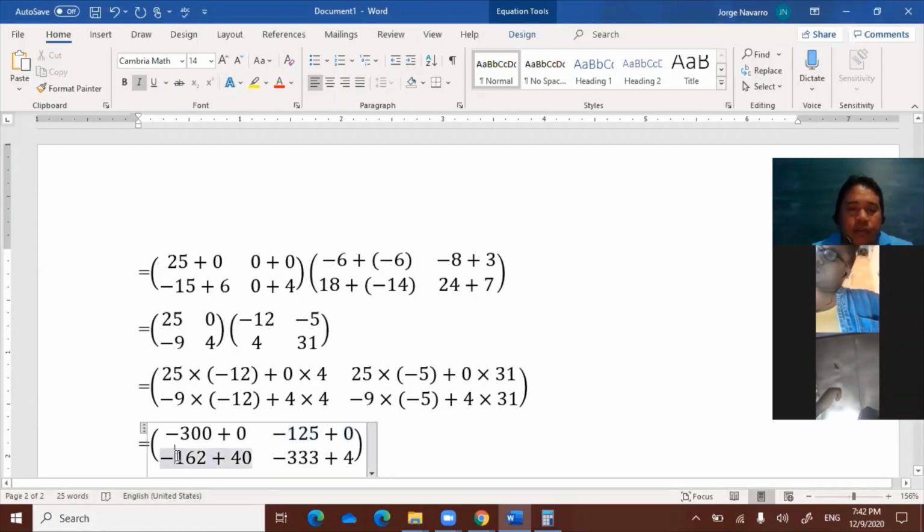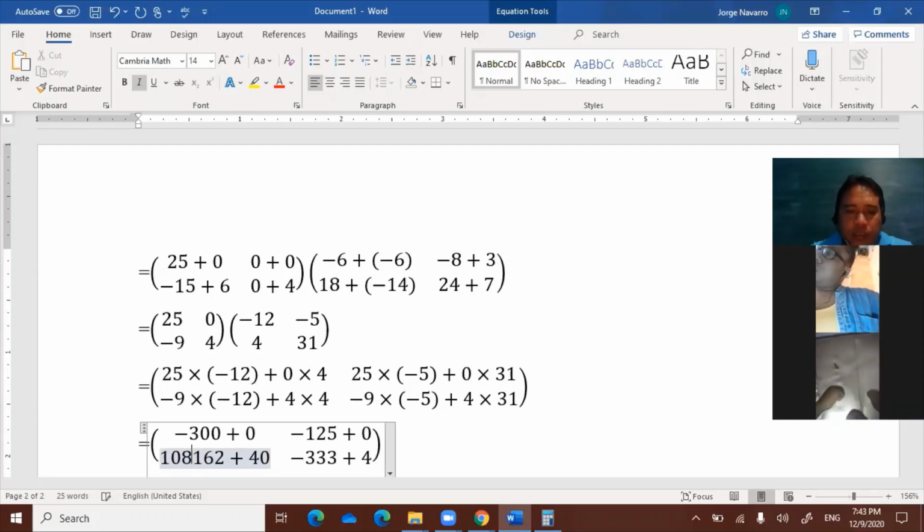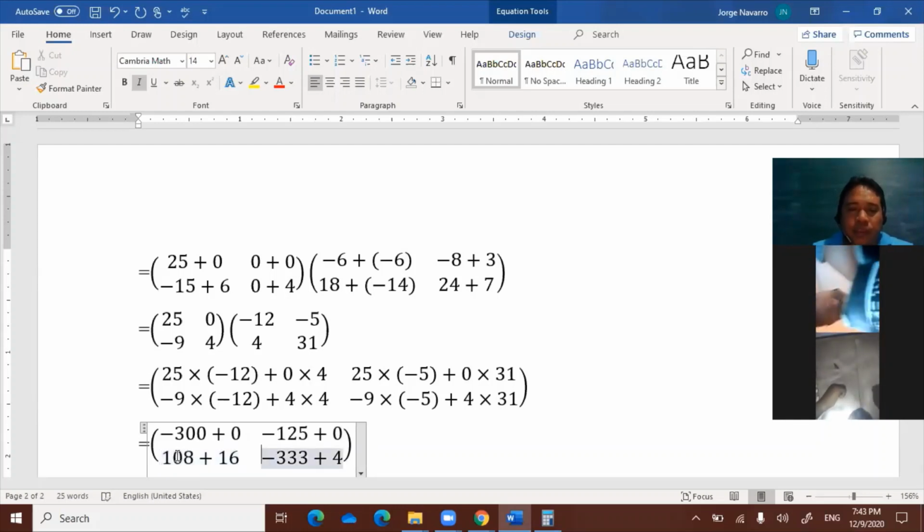Then here we have 9 times 12. 9 times 12, if I recall, is 108, but both of them being negative, it's going to be positive 108. Plus 4 times 4 is just 16. So the numbers do tend to get smaller here. And negative 9 and negative 5, that's going to be positive 45. So I don't need my calculator there. But 4 times 31 is going to be 124. So that one got big, all right? So one more step.